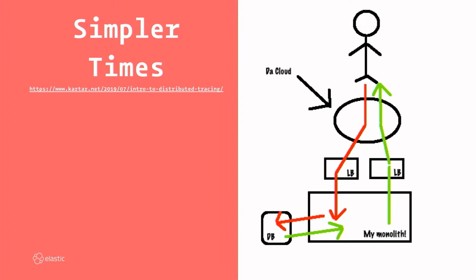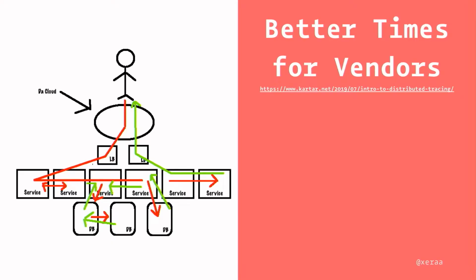It had a single database, and you could just tail -f your logs and you knew what was going on here. And this was kind of nice because it worked. But then we all wanted to build something fancier, and most of our architectures today look more like this.